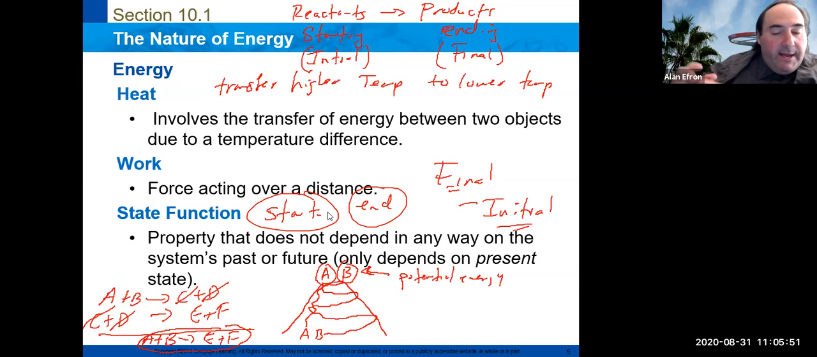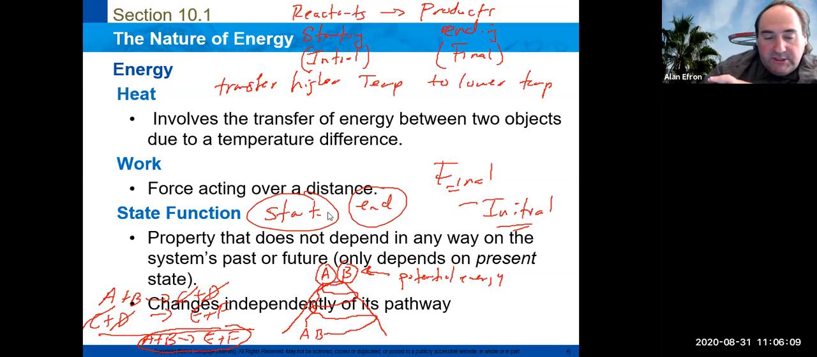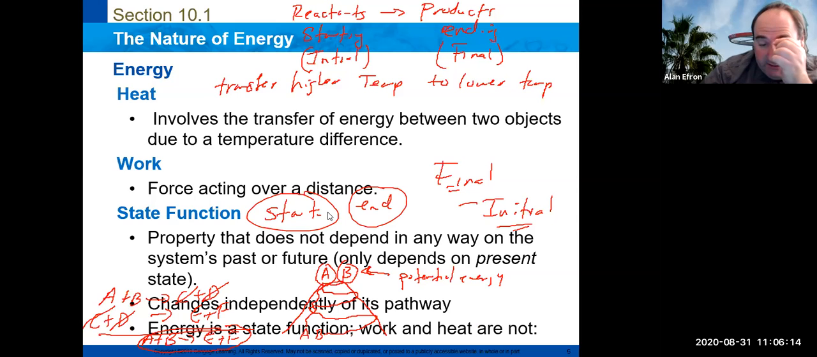So when we talk about energy for reactions, state function is an important part of that, because it doesn't matter if this reaction occurred in 1 step, 5 steps, or 6 steps. The overall change in energy is what we end up with on our product side from where we started on our reactant side. So changes in state functions are independent of pathway. Again, energy is a state function. Work and heat are not state functions, but energy is.